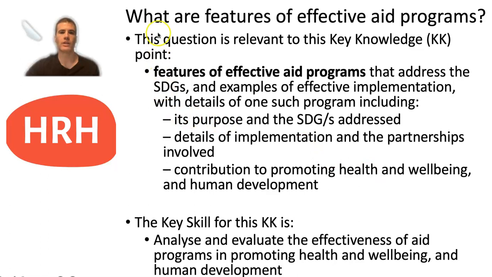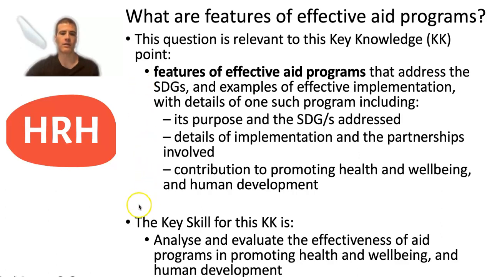So in relation to the features of effective aid programs, this is relevant to this key knowledge point here from Unit 4 Area Study 2. You can see it mentions features of effective aid programs that address the SDGs and examples of effective implementation with details of one such program, etc. So essentially it's saying there that you need to know at least one program in detail for an SDG, but you also need to know generally what the features are of effective aid programs.